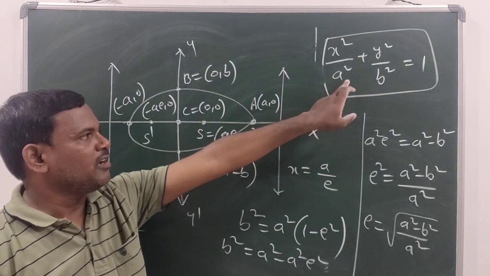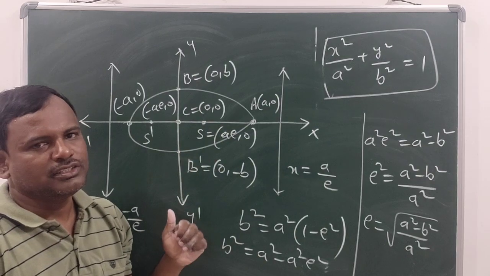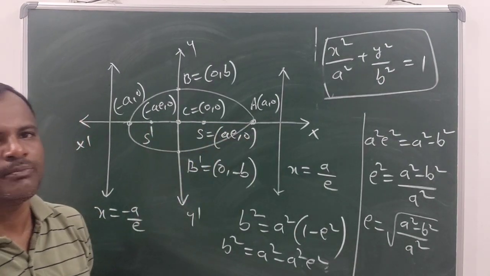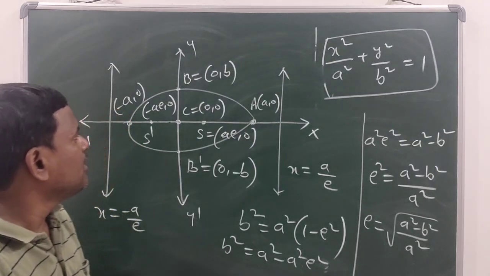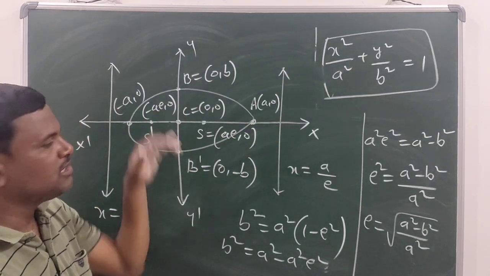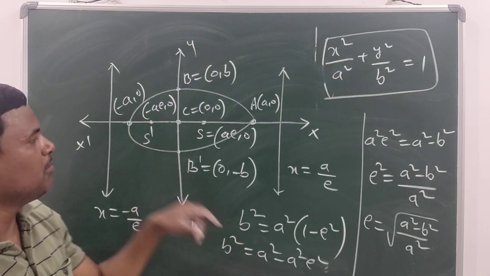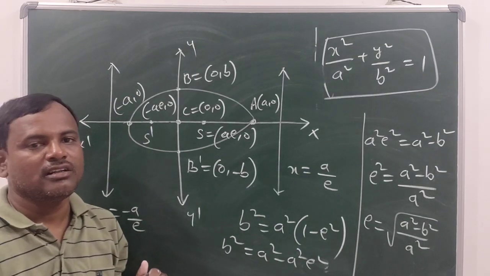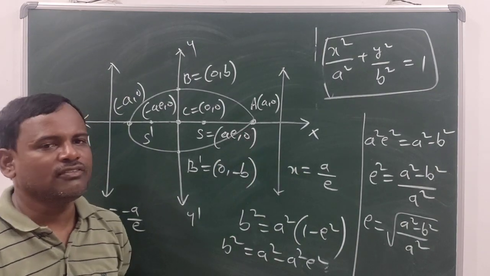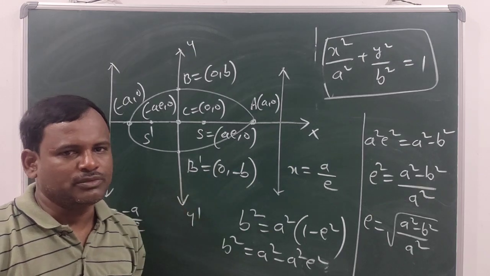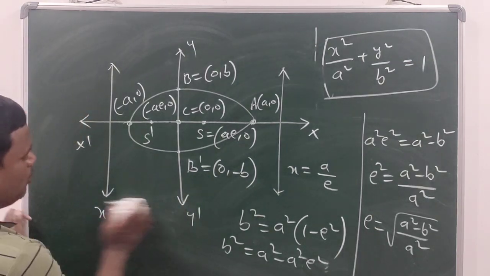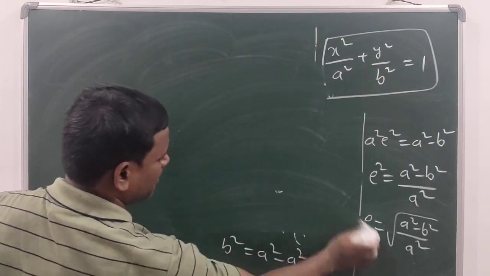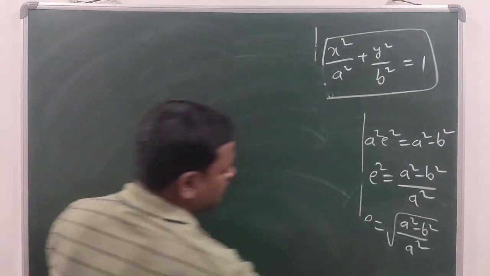See here, the center of this ellipse is the origin 0, 0. The foci coordinates are AE, 0 and minus AE, 0. Next, these are the vertices a, 0 and minus a, 0. And x equal to a by e and x equal to minus a by e are the equations of the directrix of this ellipse. Now let us go to find the equation of latus rectum and the length of latus rectum for this ellipse.